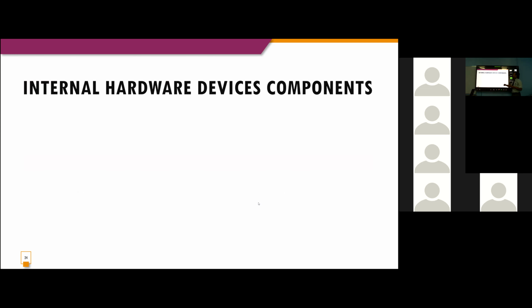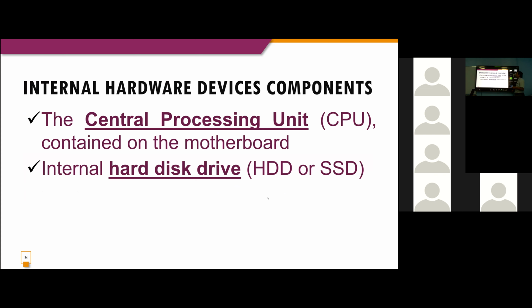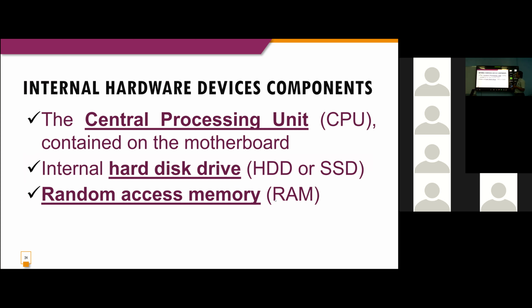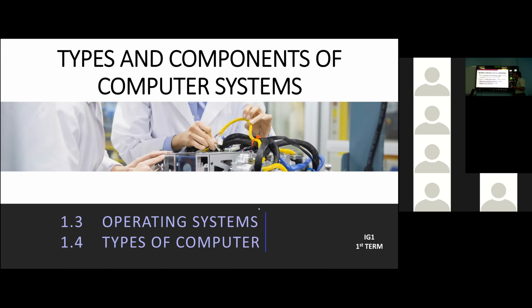Internal hardware device components were mentioned already. These are just some repetition that you need to know very well. The CPU, central processing unit, we can find on the motherboard. For hard disks, we have HDD and SSD. The other thing is RAM, random access memory, and the other one is ROM, read-only memory.